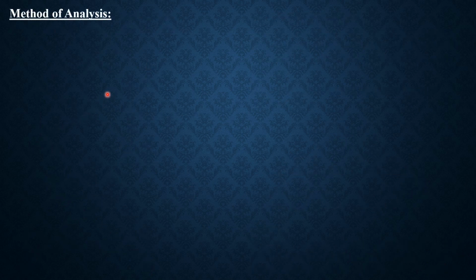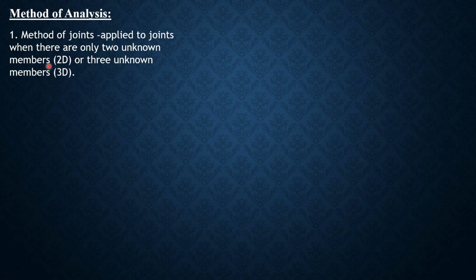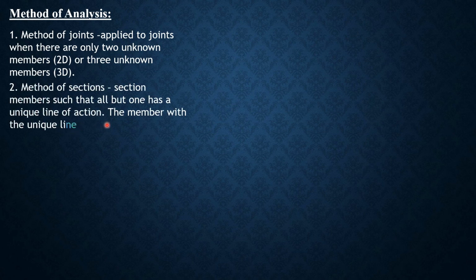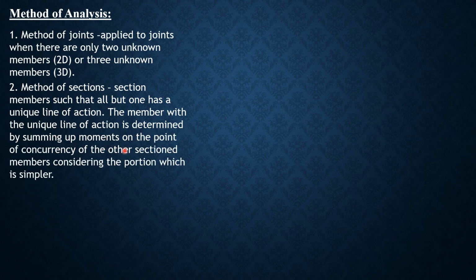Then for the methods of analysis, we have the method of joints, applied to joints where there are only two unknown members for a 2D truss or three unknown members for a 3D truss. Then we have the method of sections. We section members such that all but one has a unique line of action. The member with the unique line of action is determined by summing up moments at the point of concurrency of the other sectioned members, considering the portion which is simpler.